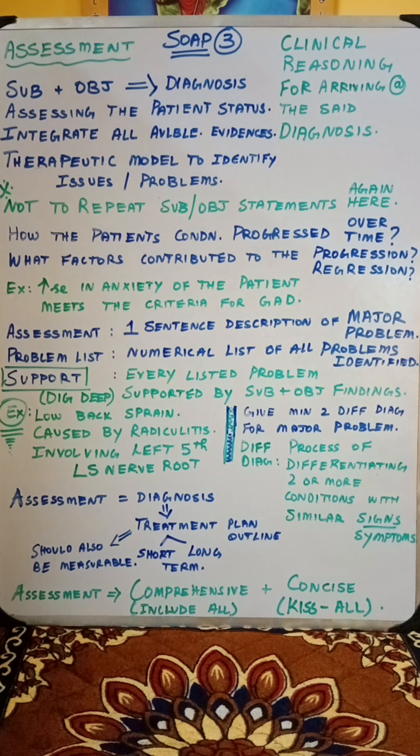There can be a numerical list of all the problems identified: 1, 2, 3, 4, 5, other problems. Right now, with everything that we say as a problem or a diagnosis, we need to have a support, the proof. Every listed problem should be supported by subjective and objective findings. We have to dig deep into all these findings, and if anything is insufficient, we will have to go for it, right?